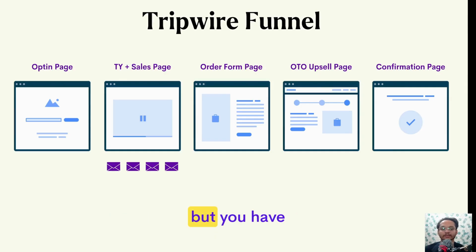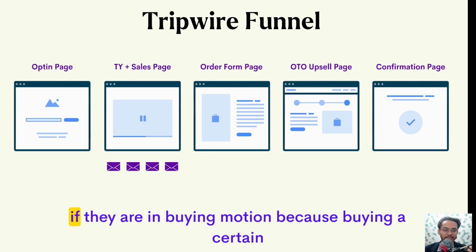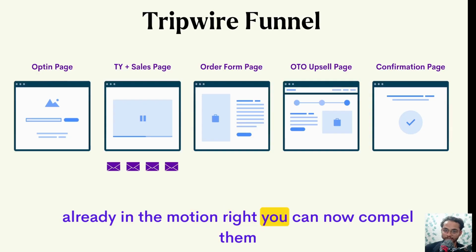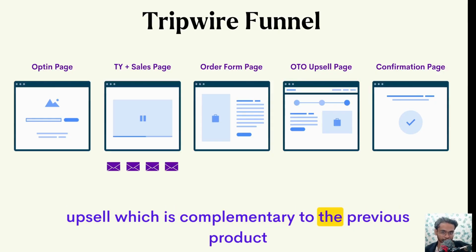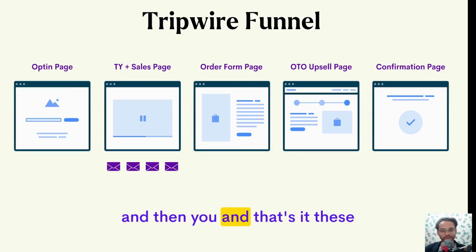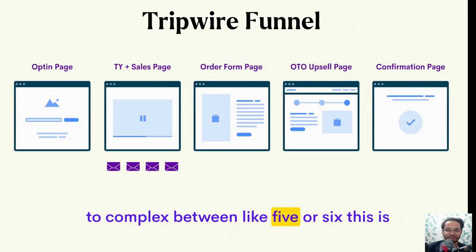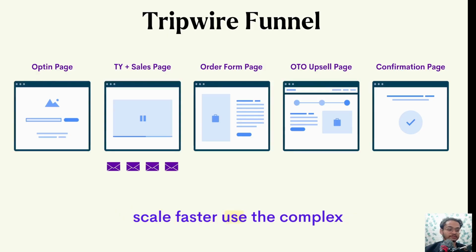It's not a basic thing, but you have to make sure you're maximizing AOV at the same time, because if they are in buying motion, because buying is a certain type of emotion, if you know as a marketer, then they're already in the motion, right? You can now compel them to buy another thing, and that can be any sort of upsell which is complementary to the previous product, and then you give it. And that's it. These are the three funnels which you honestly need. You don't need to complicate things with 5 or 6 funnels. This is the three. Start with them and you'll scale faster. Use the compounding effect.